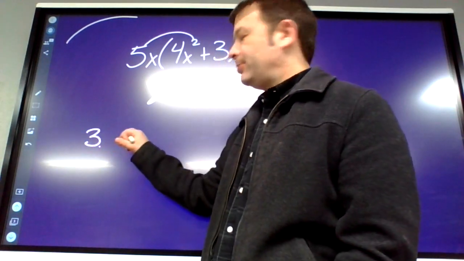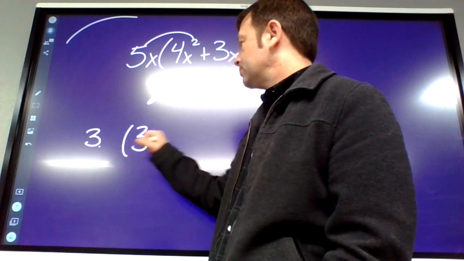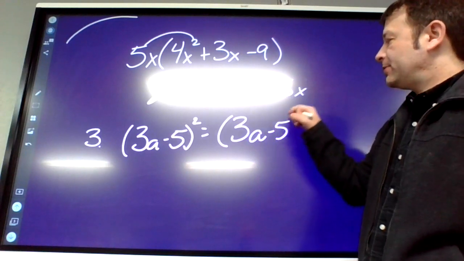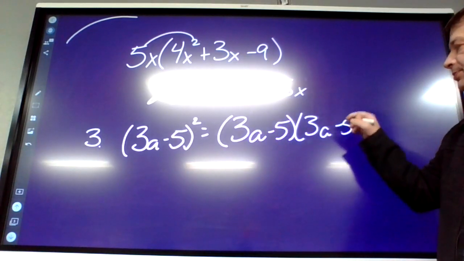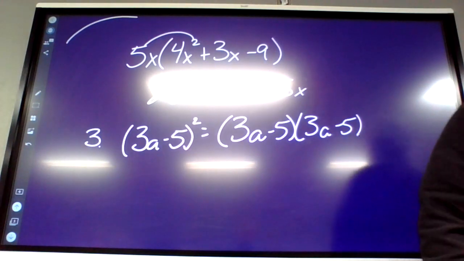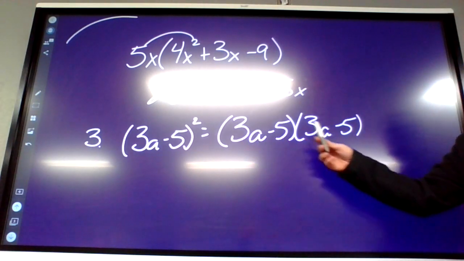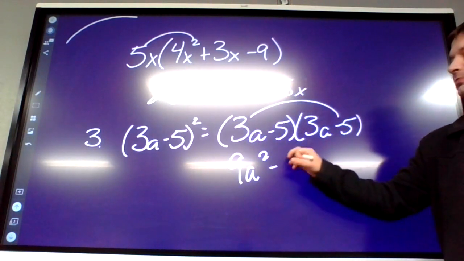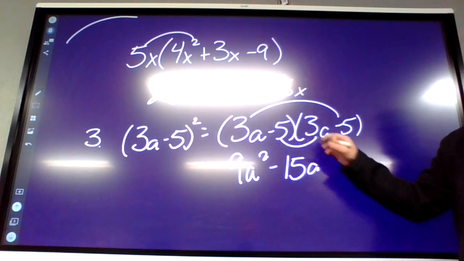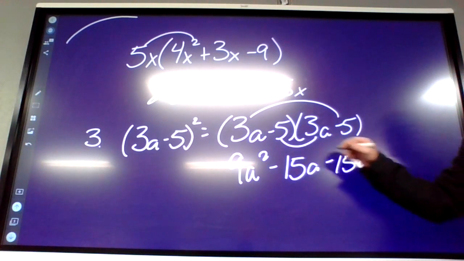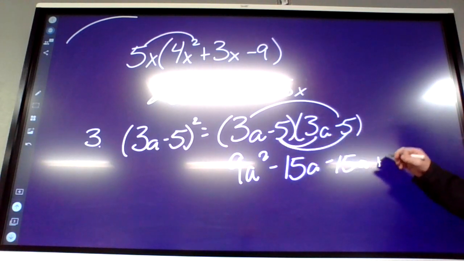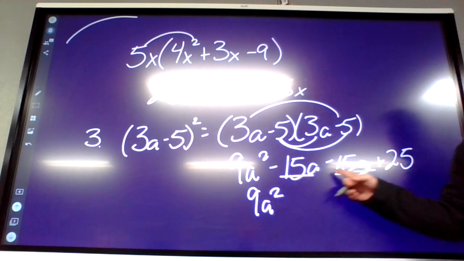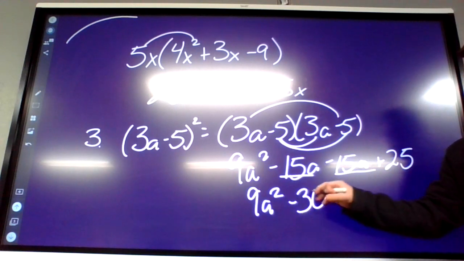On number 3, how do we do 3a minus 5 squared? Well, you have to take the whole thing times the whole thing, the whole thing times itself. So it is a FOIL. What's first? 3a times 3a. Outside. Inside. Last, negative 5 times negative 5. And remember, usually when you FOIL, the middle terms are like terms, so they can add together. Negative 15a minus 15a is negative 30a.